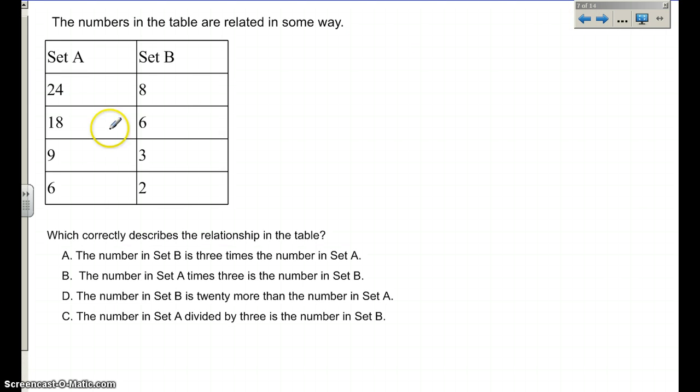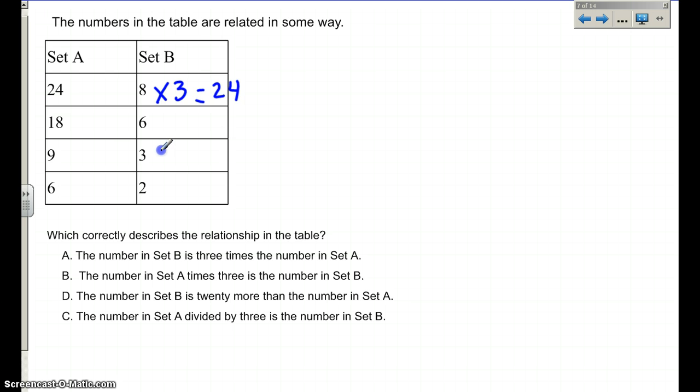Okay, set A and set B. So I've got to find my pattern, okay? I'm going to start with my small numbers and try to work to my big numbers, okay? So I know that 8 times what is 24? 6 times what is 18? 3 times what is 9? I think the answer is 3. So if I say 8 times 3, that's going to equal 24, which is on the other side.